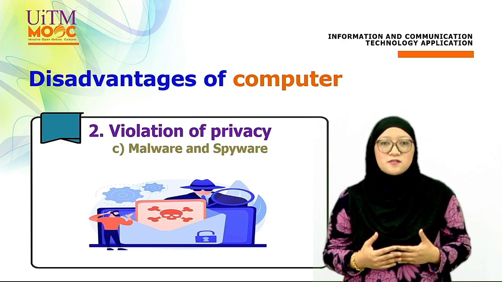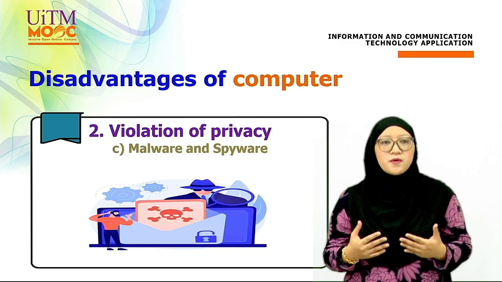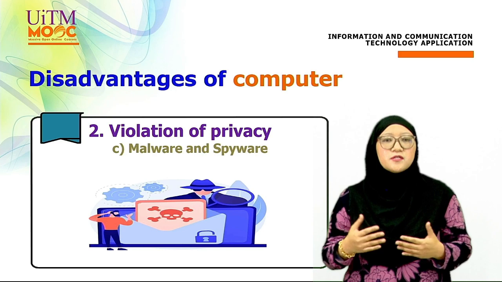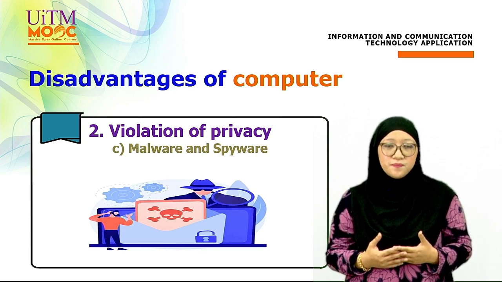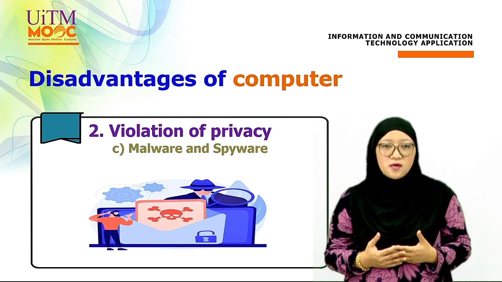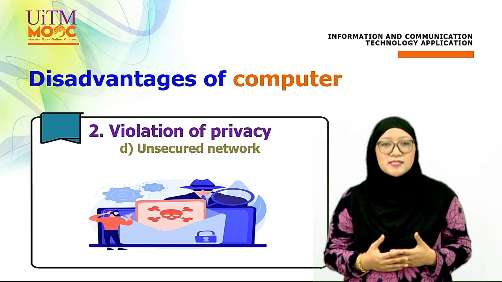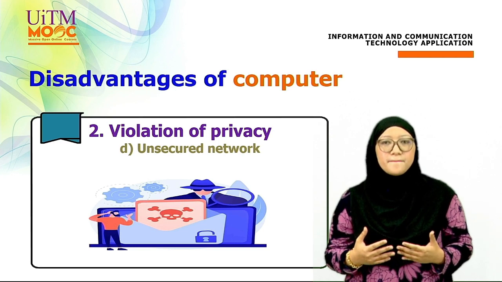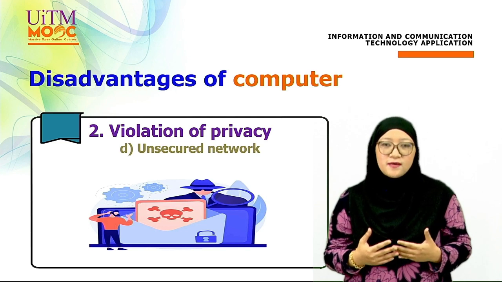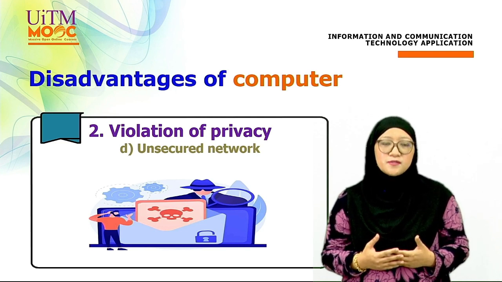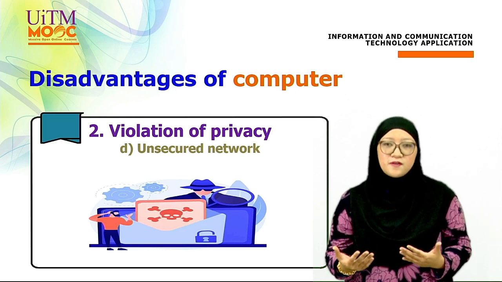These are sneaky software that can get into your computer and spy on you or cause harm. Installation of malicious software without consent can track user activity, capture keystrokes, or access personal information. Lastly, another privacy concern is unsecured networks. Using public Wi-Fi networks can expose your private information if they are not secure. It is crucial to be aware of these privacy concerns and how to protect yourself online.